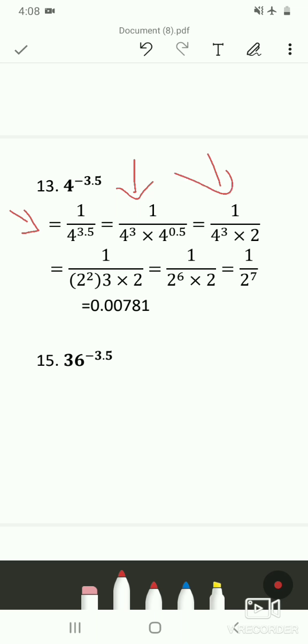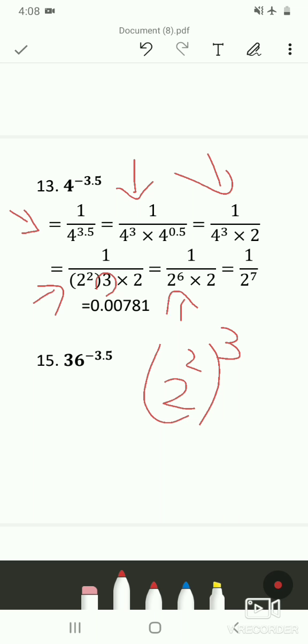Then we know that 4 is nothing but 2 square. Okay, this should not be 3 multiplied by 3, this should be 2 raised to 3. Again we have to use the third law, that is a raised to m whole raised to n is nothing but a raised to m into n. So we'll get 2 raised to 6 into 2, and the answer is 1 upon 2 raised to 7. So these are pretty easy.